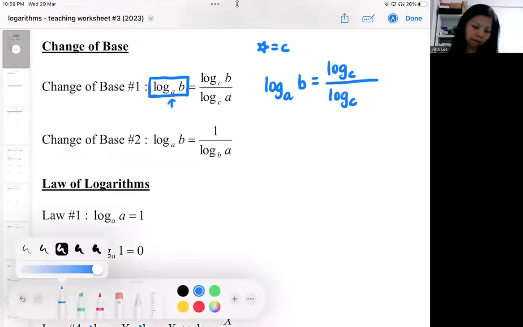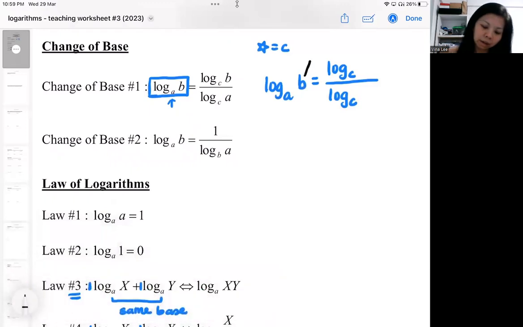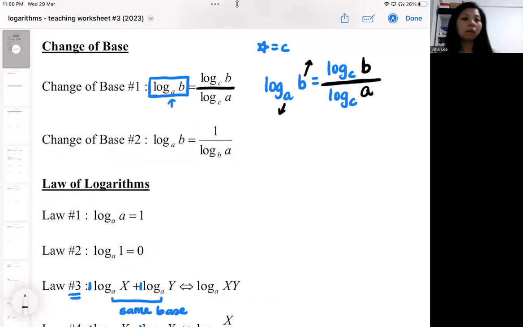When you want to get a base C, you become a fraction. This one goes to heaven, this one goes to earth. The heaven is the top of the fraction, the earth is the bottom of the fraction. So you create a heaven and earth, and that's exactly how the formula works. But in order for the formula to work, you must know what base you want first.